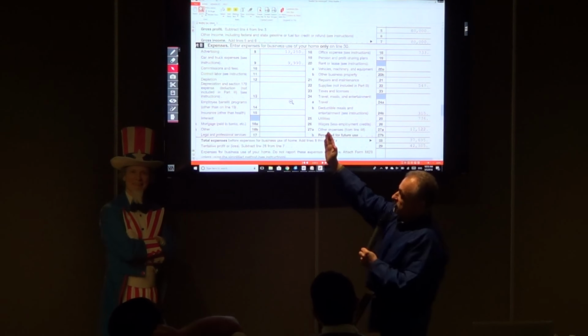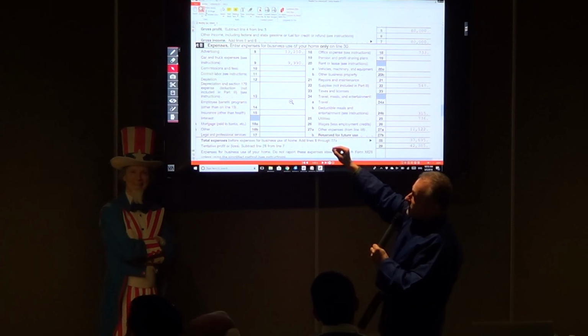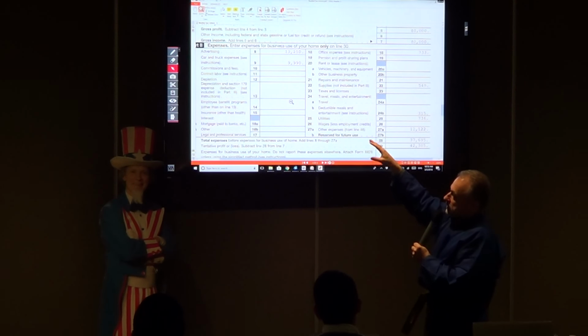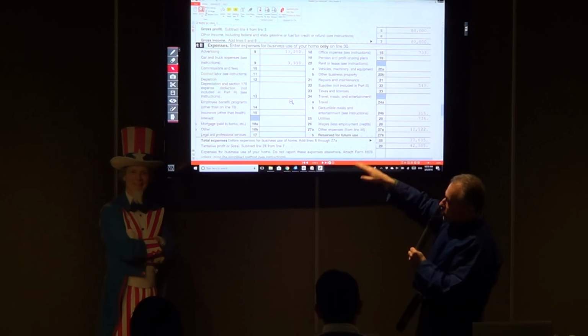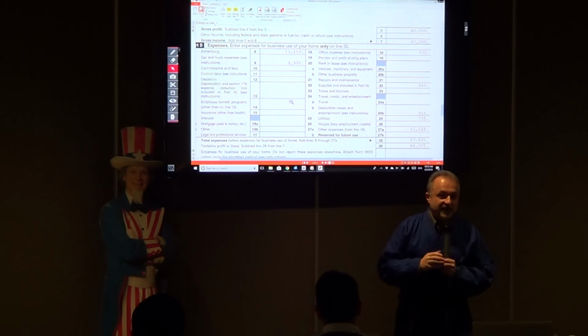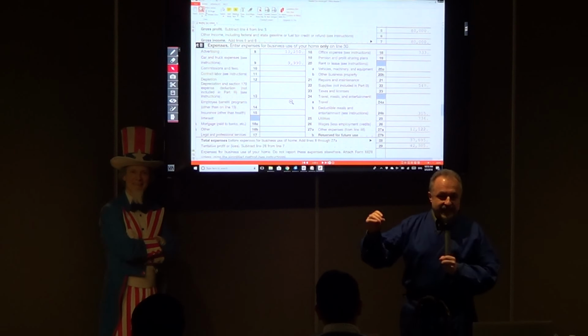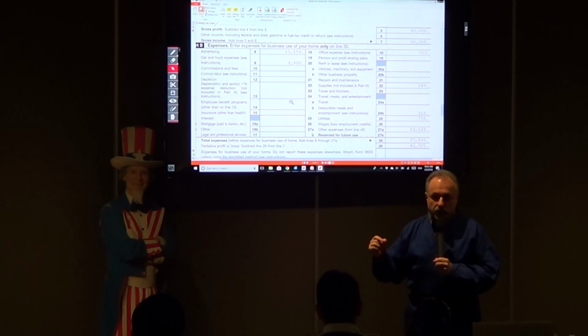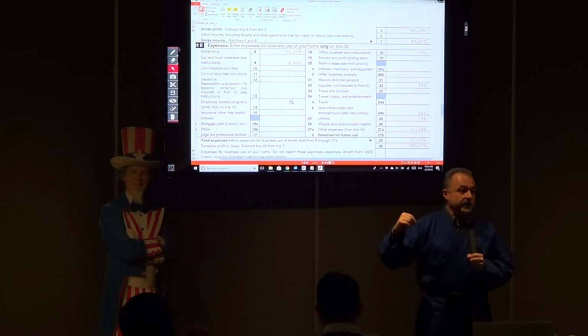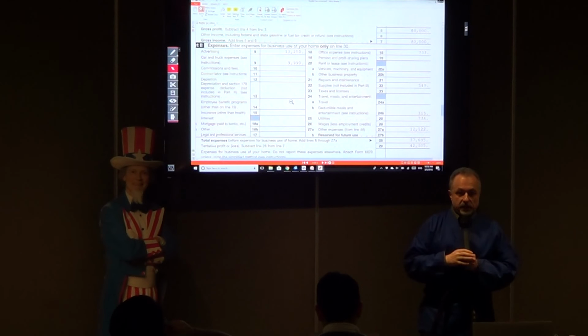There are 2 columns, left and right, and they list for you, starting at the top, advertising, car and truck expenses, commissions and fees, and so on. So you have like 27 lines here that have different headings and give you an idea what you can deduct. Now, we're not going to spend time today going into details of how those expenses are calculated.